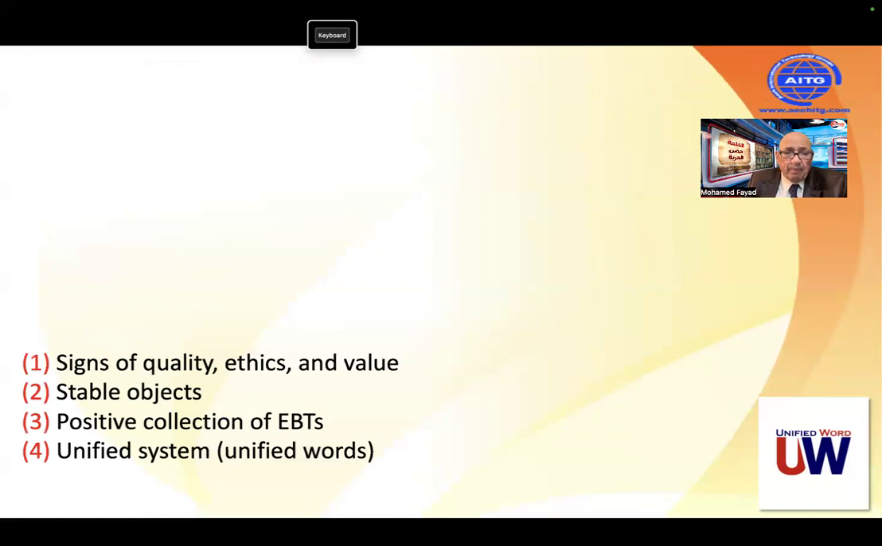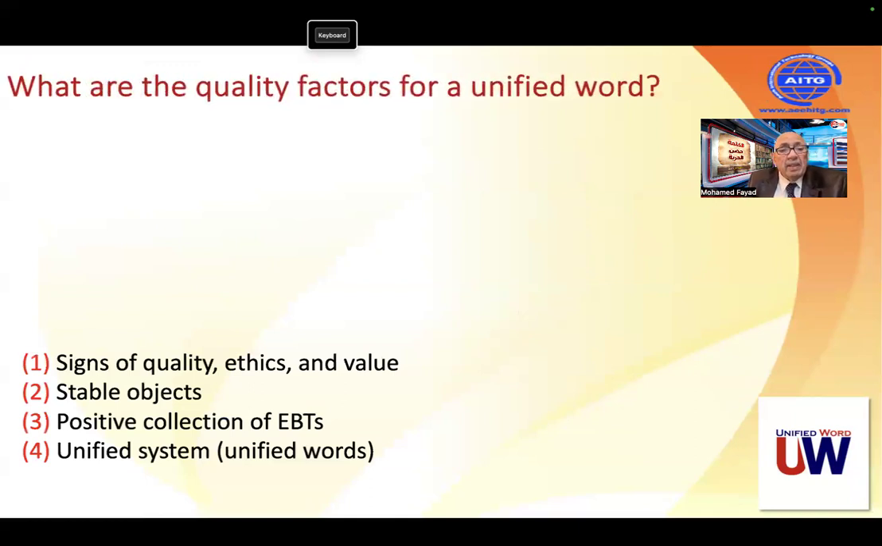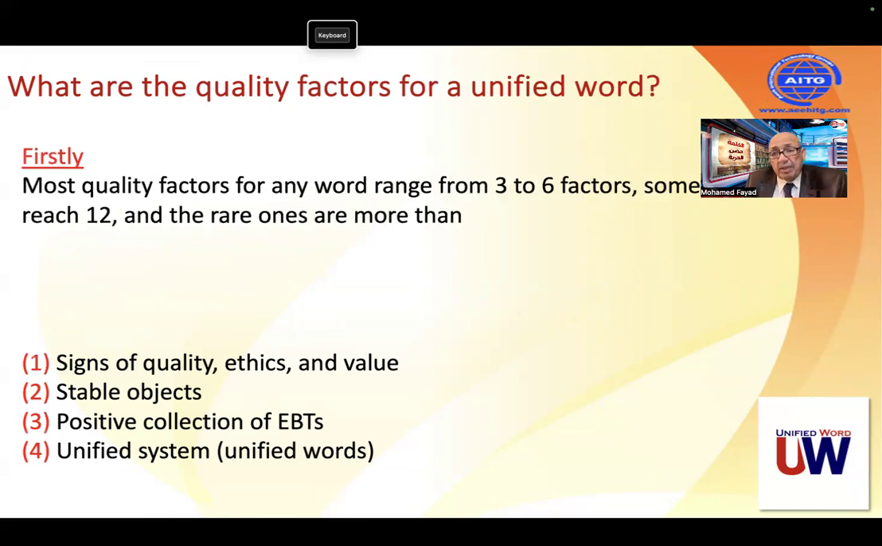So let me see. There are, again, the same titles. Firstly, most quality factors for any word range from 3 to 6 factors. Most non-functional requirements for any word or any system range between 2 to 6 factors. They must be implemented. Some reach 12 factors, and rarely more than that.